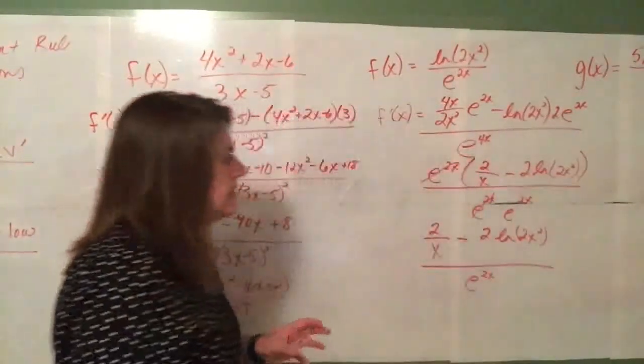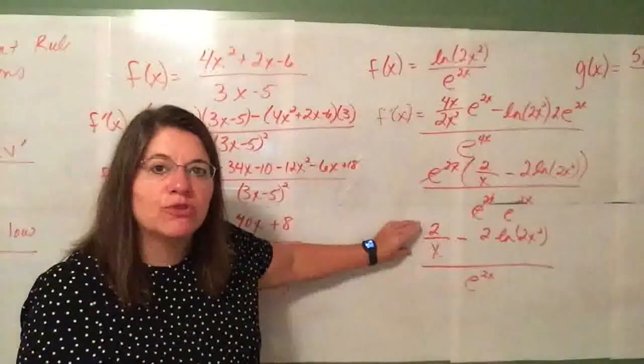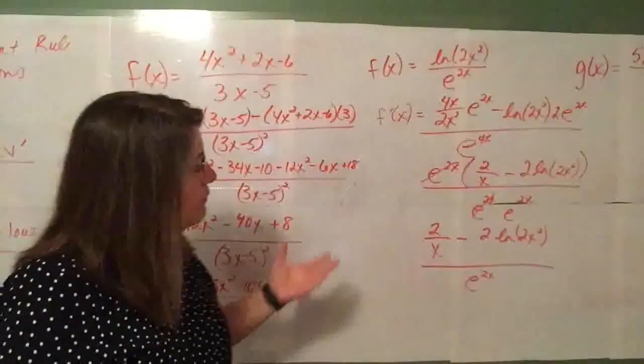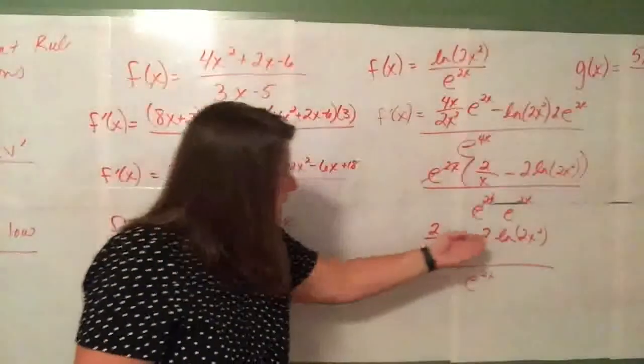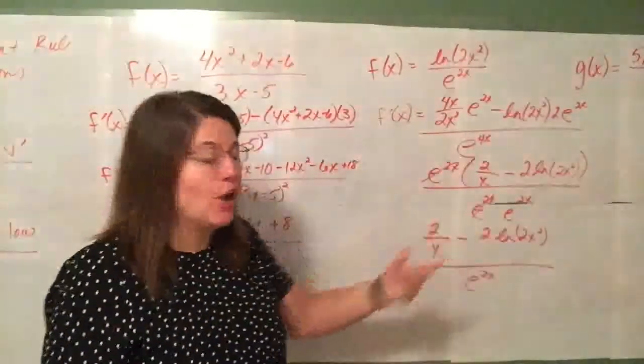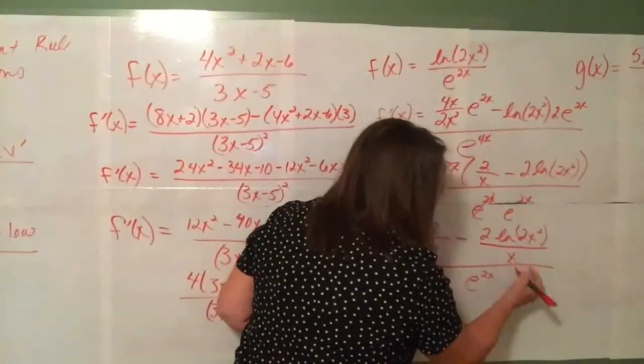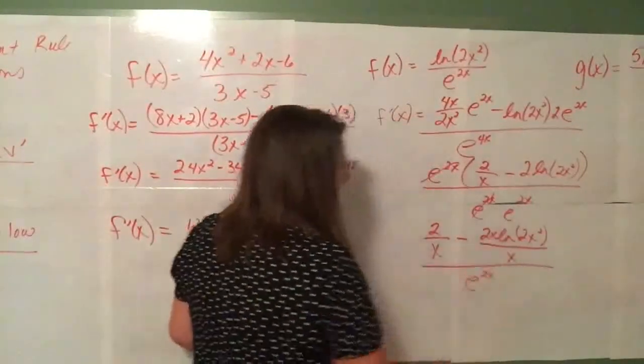Well, I still need to simplify. I still have a complex fraction. Anytime you have a fraction within a fraction, you have to simplify that. So if you think about that, now, isn't it really easy to get a common denominator? Because really all I need is an extra x over here. So I'm going to put the x here. If I put it on the bottom, I also have to put it on top.